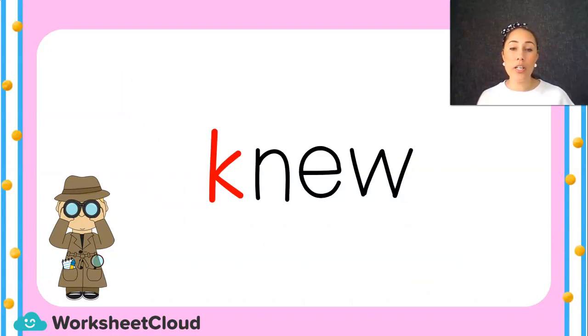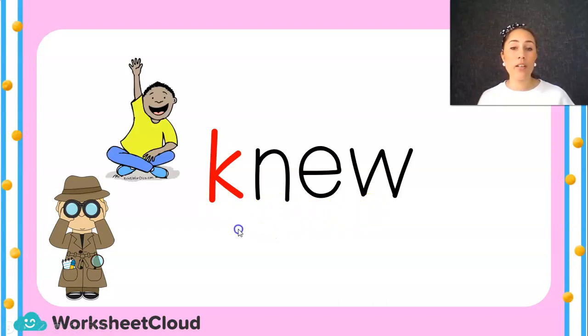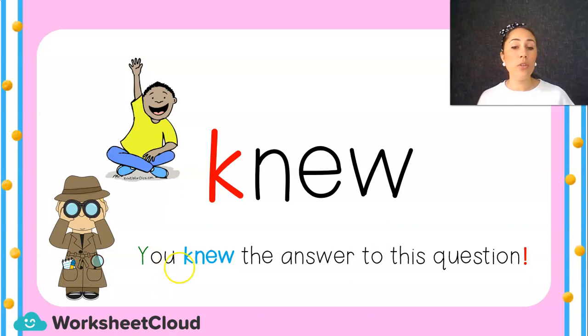Our next word is the word knew. Now this isn't the new as in I bought new shoes. This is the knew, the past tense of our previous word. So there you can see the little boy. Yesterday he knew the answer. Today I know, and yesterday I knew. You knew the answer to this question. So it's exactly the same sentence as the last one. I've just changed know to knew.